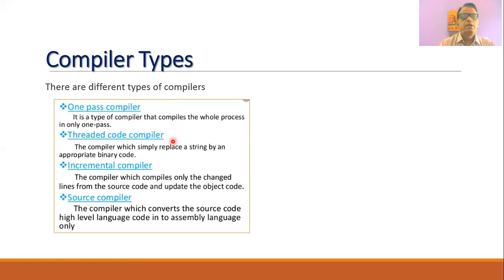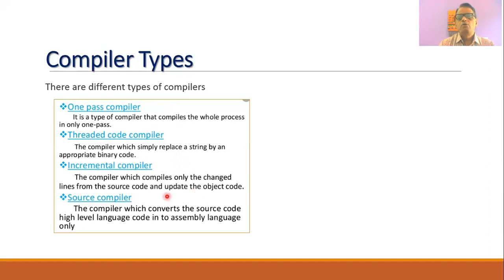Some compilers are called threaded code compilers, where such a compiler will simply replace a string or a short part of the program by an appropriate binary code. Some compilers are called incremental compilers, where the compiler compiles only the changed lines from the source code and it will accordingly update the object code.